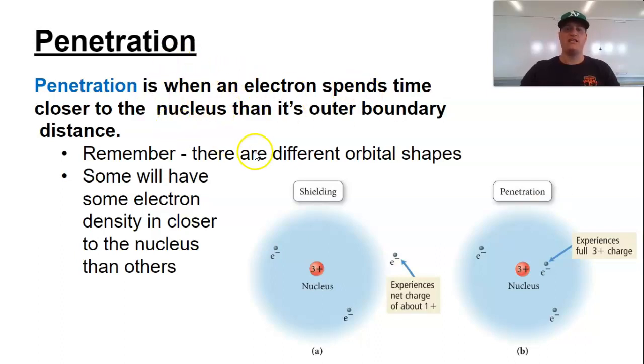Penetration is when an electron actually gets closer than it normally would at its outer boundary distance. There are different orbital shapes. We don't go into them because they're not relevant for AP as far as knowing the shapes and what they look like. But if you Google what S, P, and D orbitals look like, you see they have varied shapes. But you also see they spend some area very near the nucleus. This is their penetration area. So some electrons will have a higher density closer to the nucleus, and when it penetrates, it's going to experience a higher effective charge than it did when it was shielded.